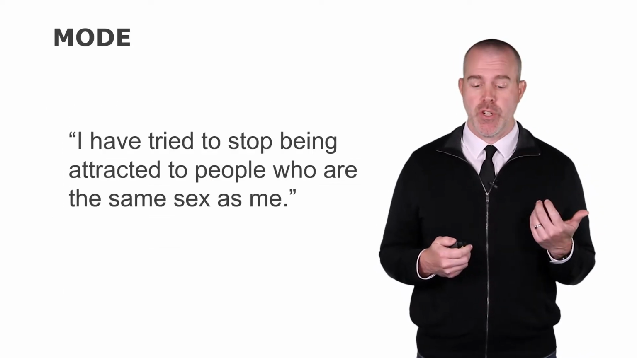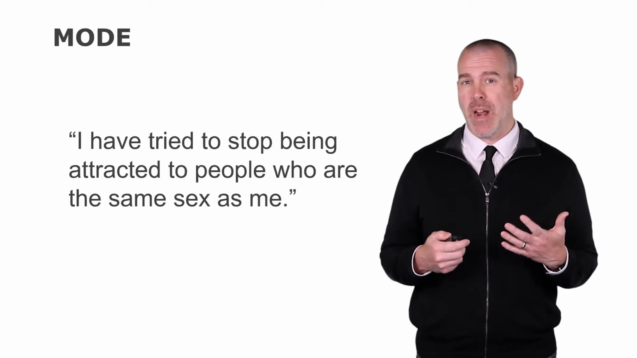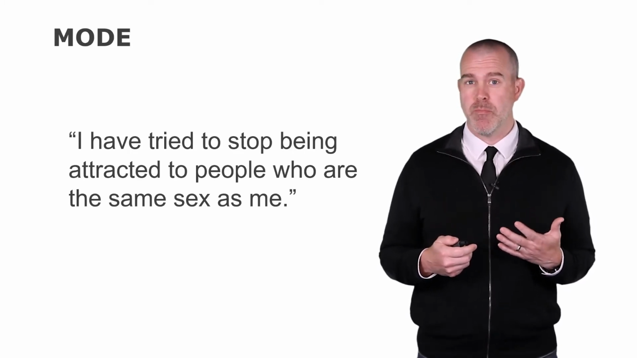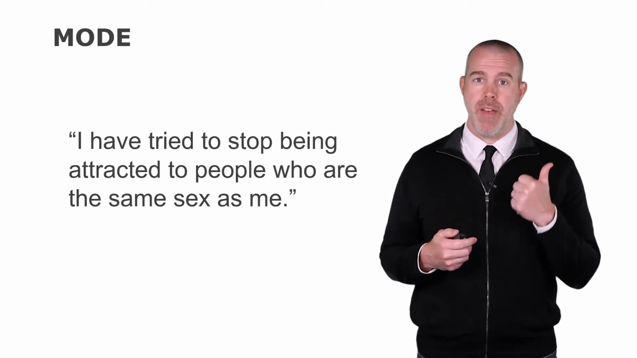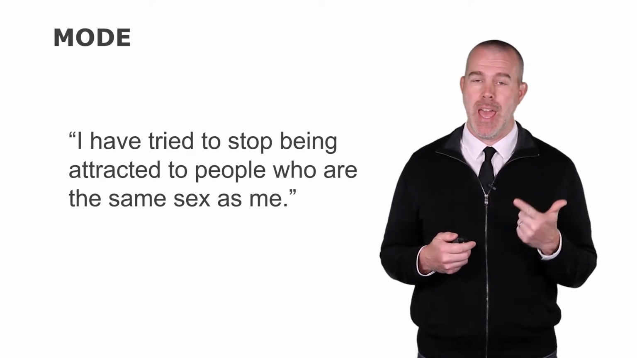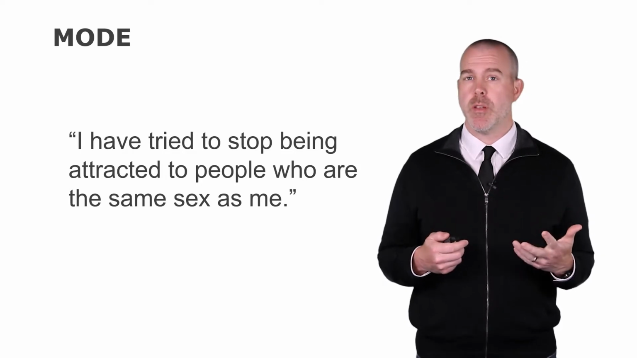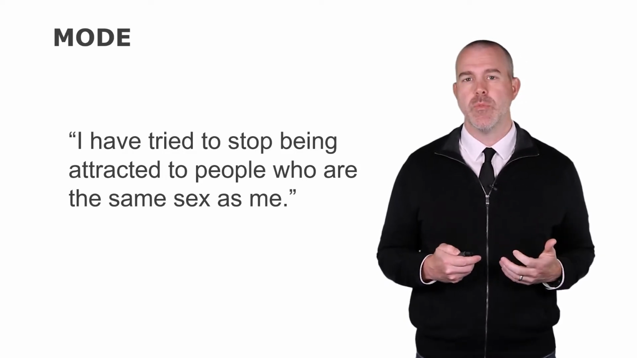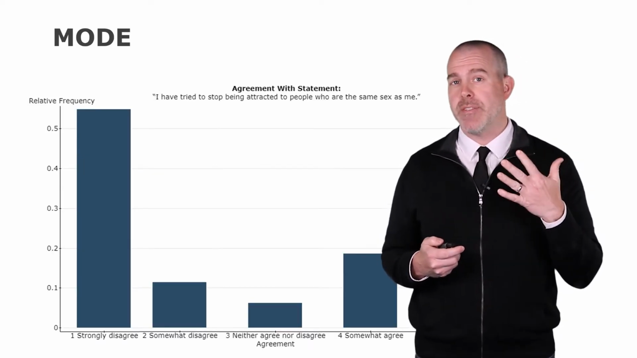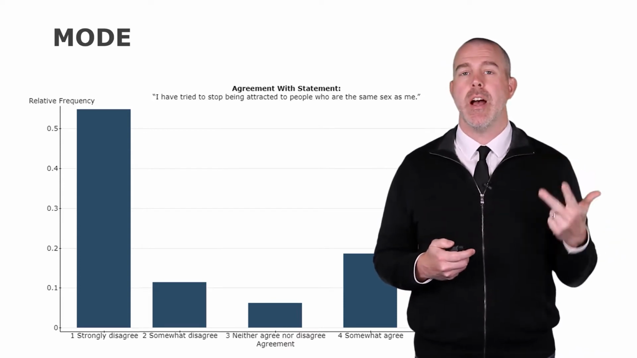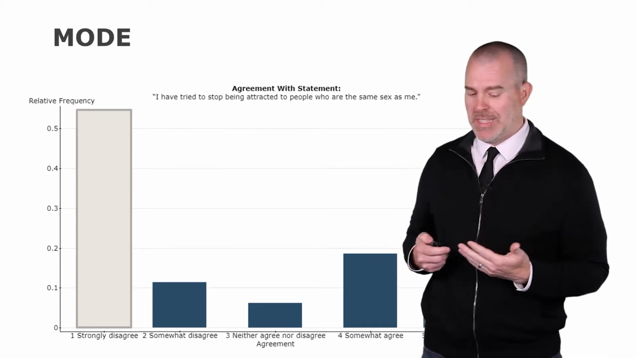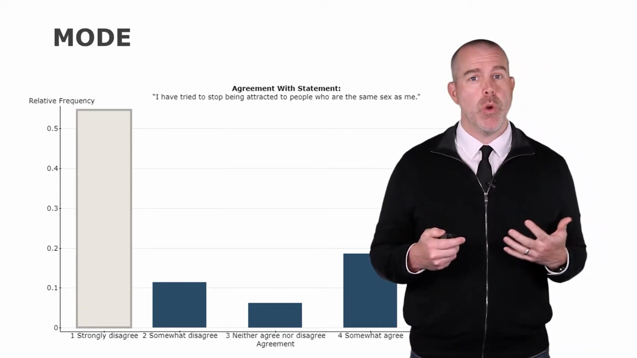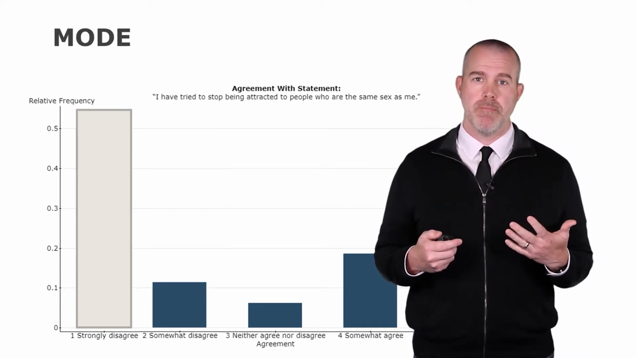One question in the survey was whether they've tried to stop being attracted to people who are the same sex. Again, this is a database made up exclusively of LGB, lesbian, gay, and bisexual, so all have some attraction to the opposite sex. So here are the survey responses, and it was a 5 point scale: strongly disagree, disagree, agree, somewhat agree, and strongly agree. We can see here that the mode would be strongly disagree.